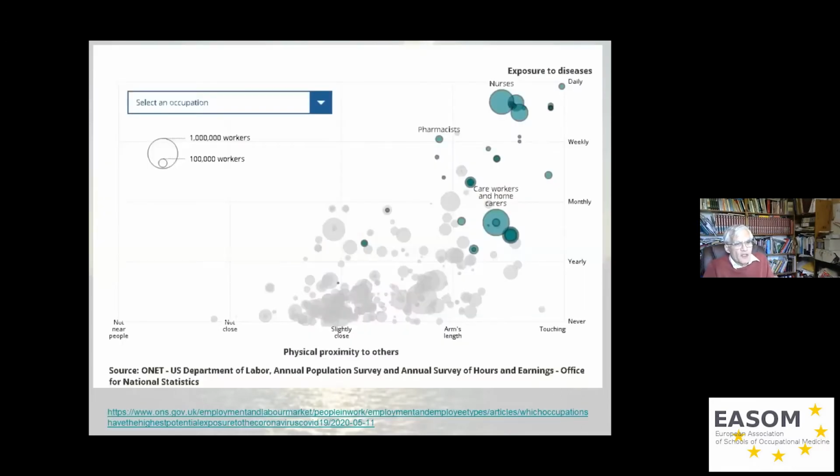These are some such data. These are based on a US method, which people have tried using in the UK, in which you look at occupations by the physical proximity to others, that's the horizontal axis. You look at how frequent the exposure is, that's on the vertical axis, and you can then begin to plot a wide range of occupations in that way. And this has some utility for an epidemiological purpose. Whether it has utility for compensation purposes, I don't know.